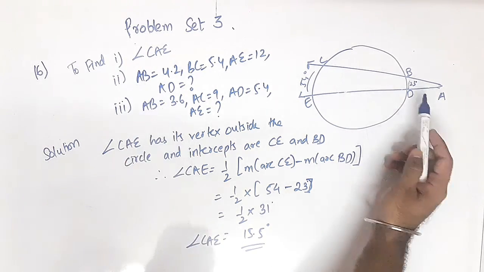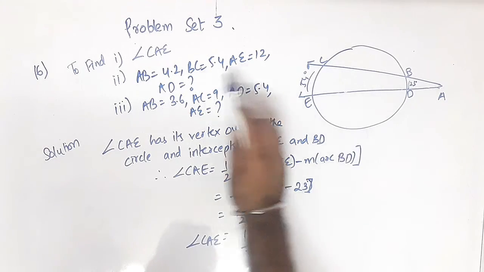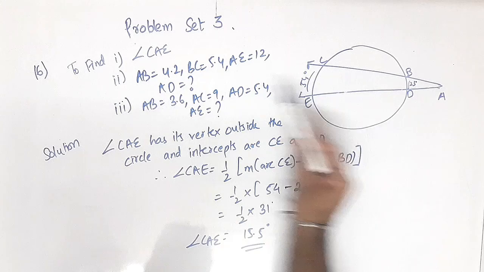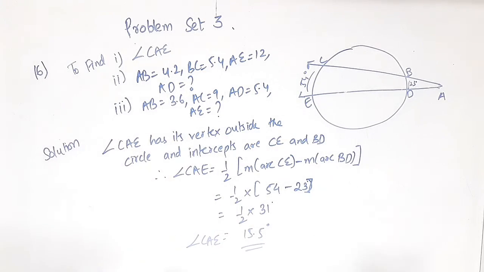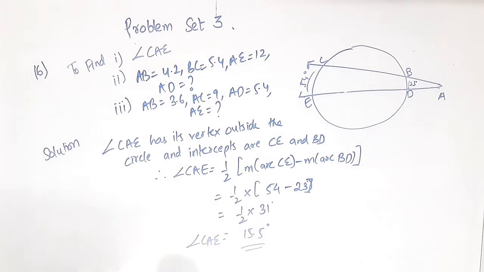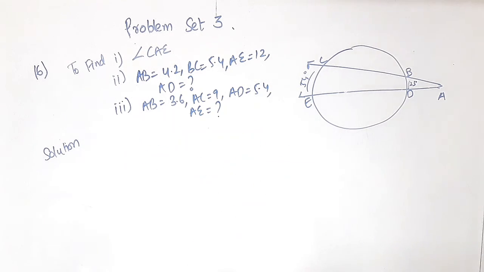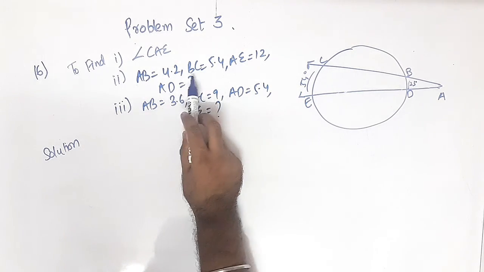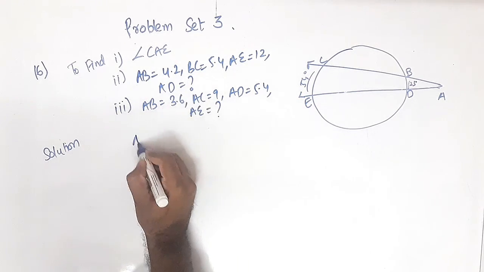AB is 4.2, BC is 5.4, AE is 12, and you are asked to find AD. Now here you have done examples before where two secants meet outside the circle. So this is called the theorem on external division of chords. Okay, what do you get? Let us see. Coming to the second one, before that I should know what AC is. So I'll find AC first.